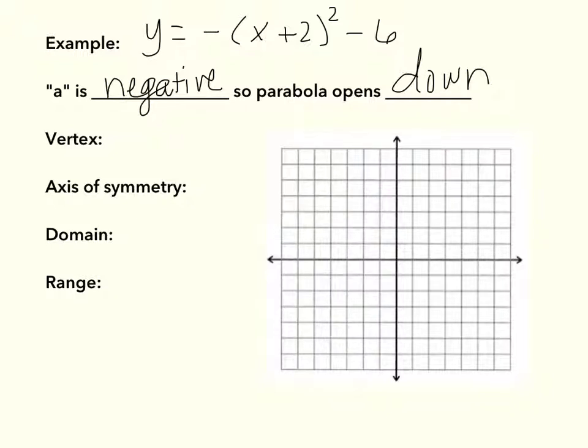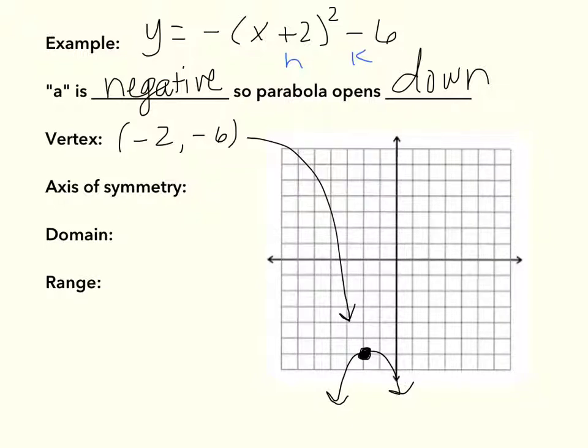Our vertex is our h and k. Change the sign of our h, keep the sign of our k. So this is our h, this is our k, and that makes my vertex negative 2, negative 6. So I can draw that over here in my graph. 2, 3, 4, 5, 6. Negative 2, negative 6. So there's my vertex, and I know it opens down.